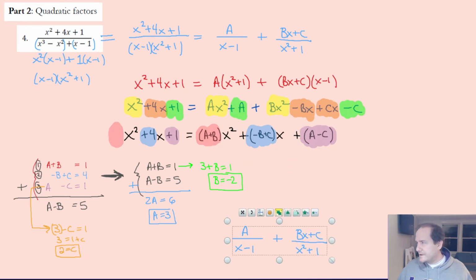So that's going to be our answer. And we just want to make sure we plug in our values. So if a is 3, then we're going to have 3 over x minus 1. And then for our linear, we're going to have negative 2 plus 2. So we can do that. Kill that, kill this. So we're going to get 3 plus, we said, negative 2 plus negative 2x plus 2.